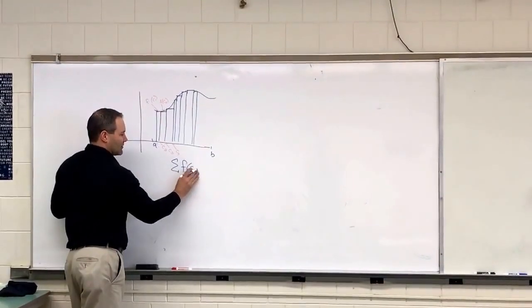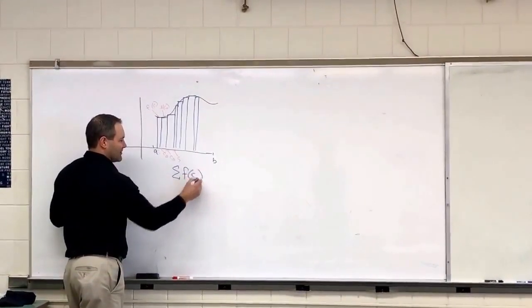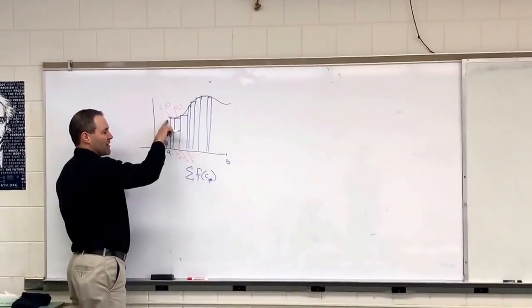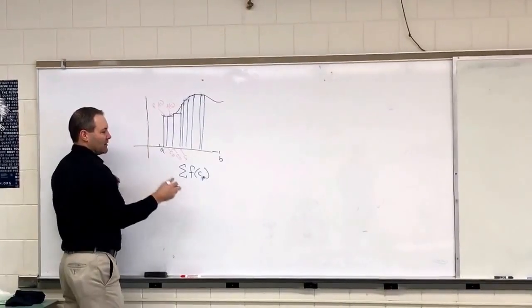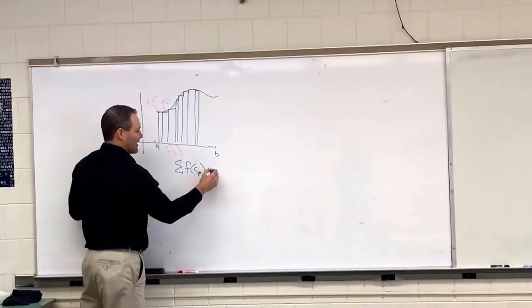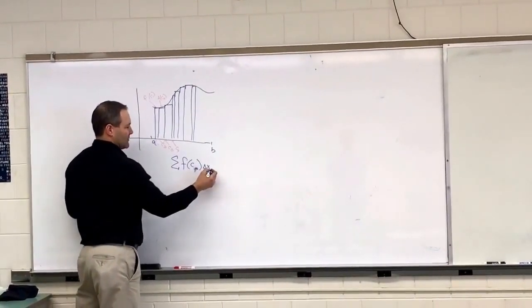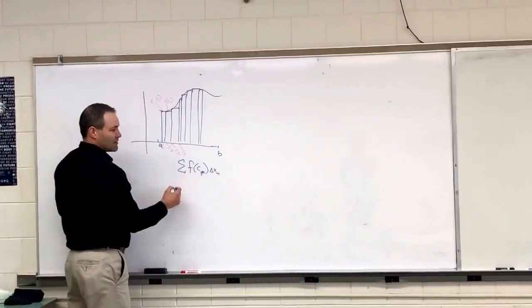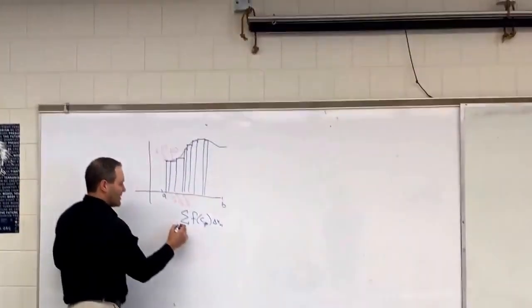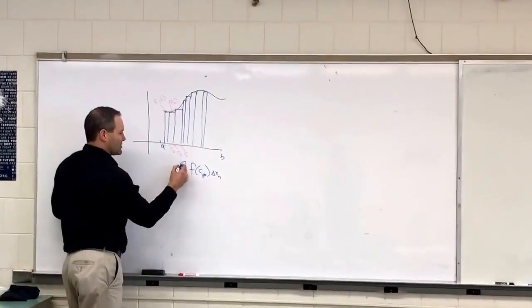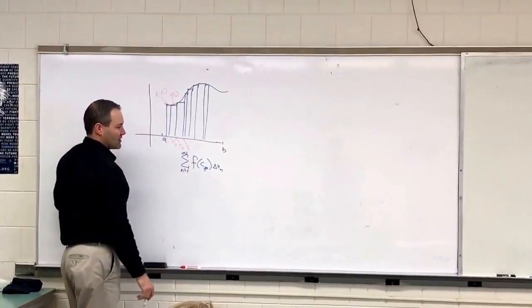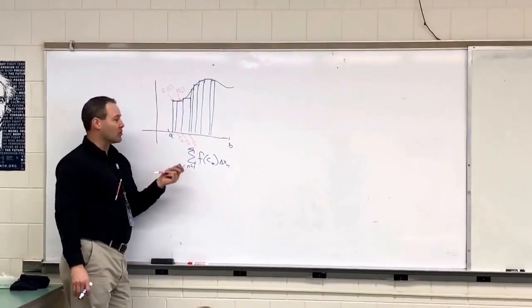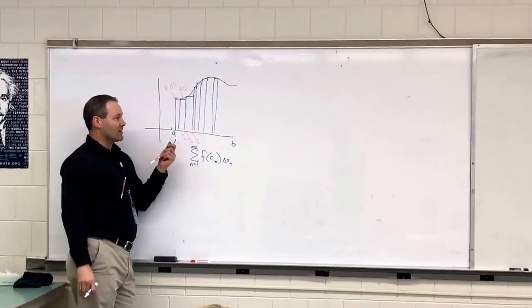N. Why wouldn't you do N? N. There you go. Okay. So that's the height of the first rectangle. The width of it would be delta x sub n. Delta means change. And we're going from n equal to 1 to infinity, we'll say. Okay, so all that is the sigma notation for adding up all the rectangles.